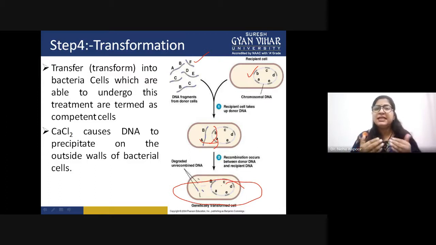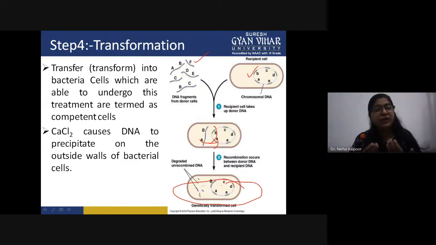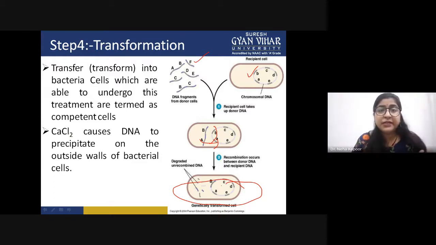If you have selected bacteria that are not competent, then first of all, you need to make them competent. That means you need to induce the competency. So we usually treat these bacterial cells with certain salt solutions so that the cell permeability is changed and DNA can enter inside. Calcium chloride is the most readily used material that we use in the laboratories. It causes the DNA to precipitate onto the outside walls of the bacterial cells.